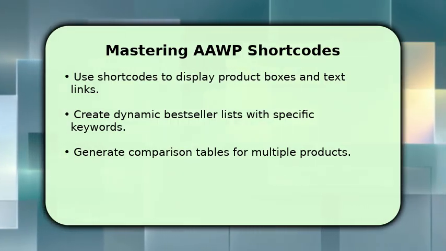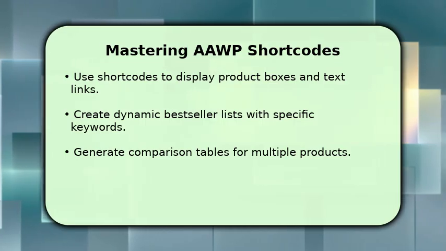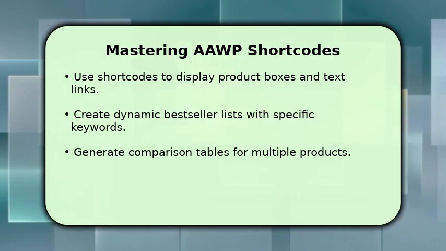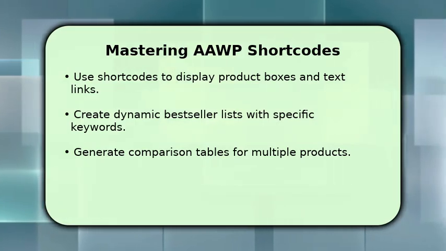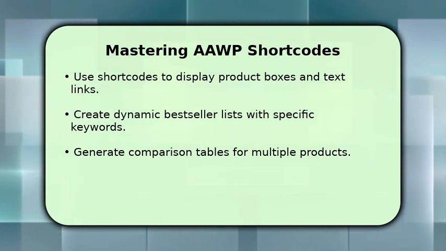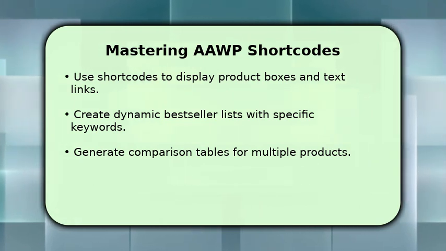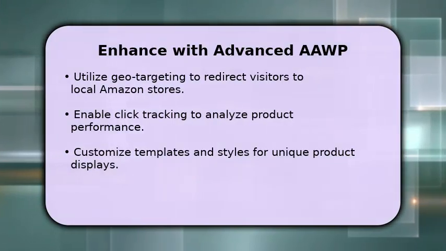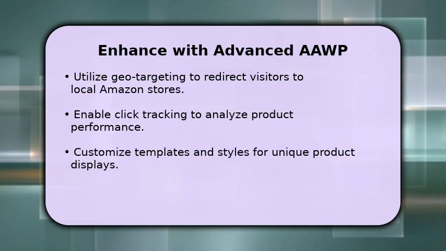For side-by-side comparisons, generate comprehensive comparison tables. You can also display specific product data, such as the current price or title, anywhere on your page using data field shortcodes. Beyond the basics, AAWP offers several advanced features to optimize your affiliate efforts.